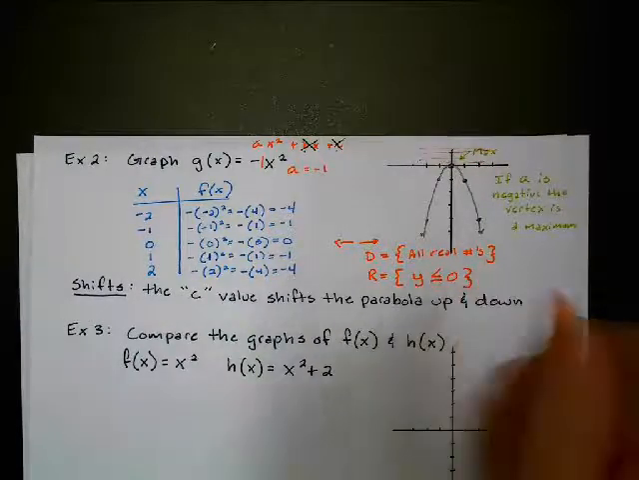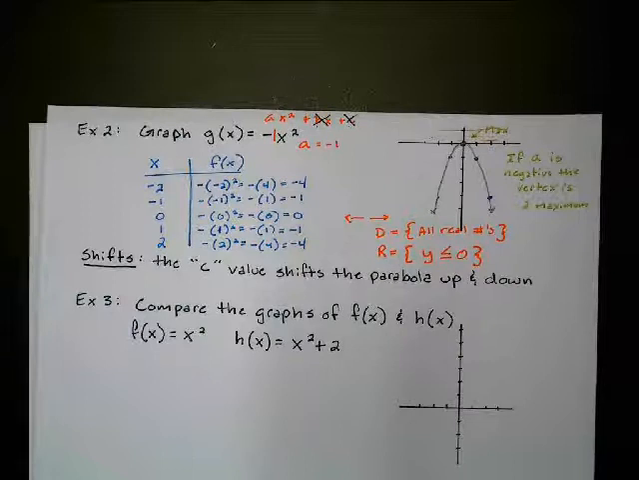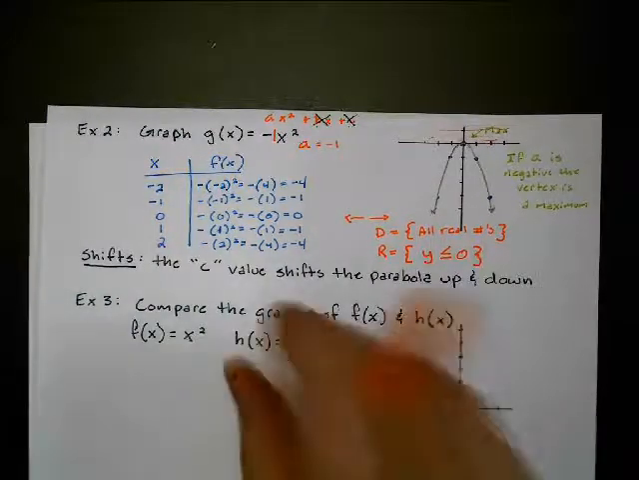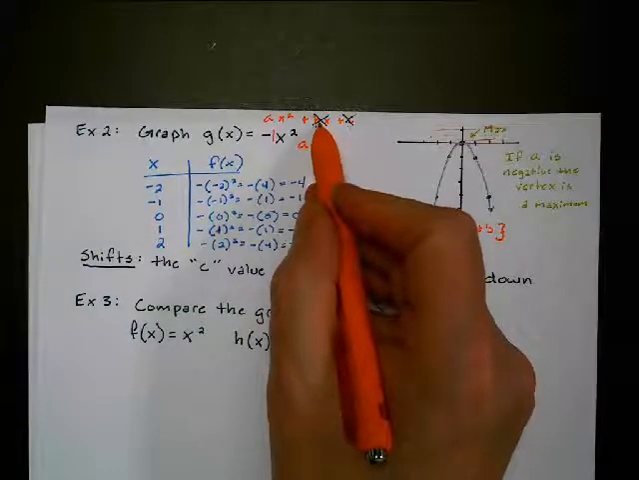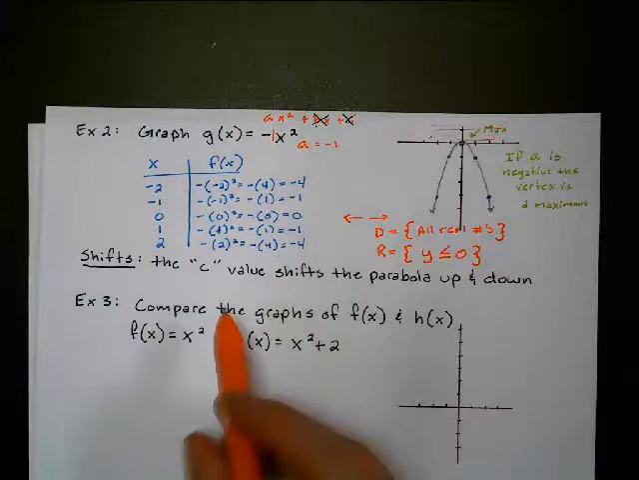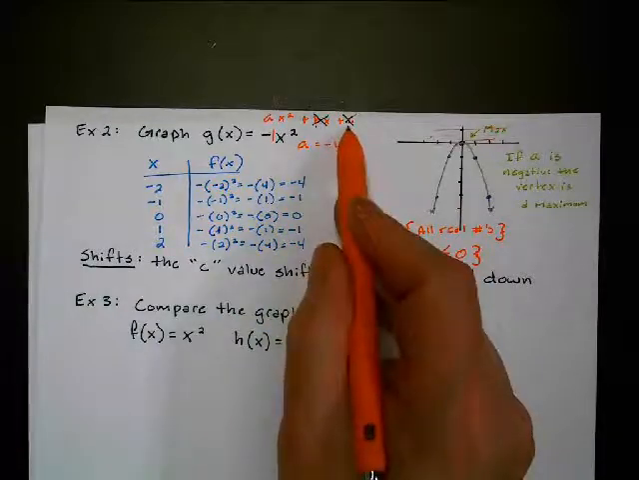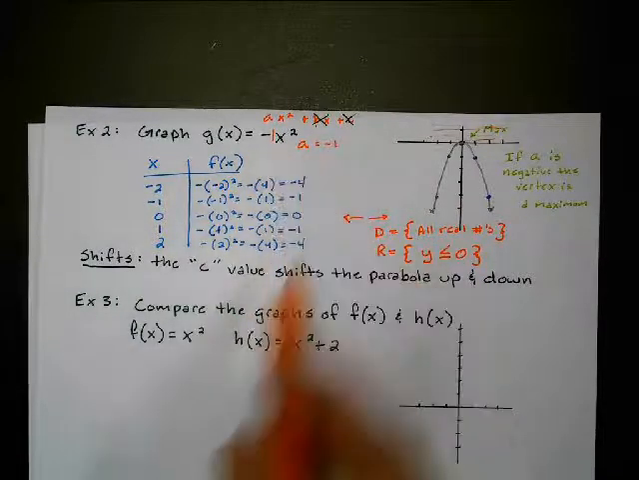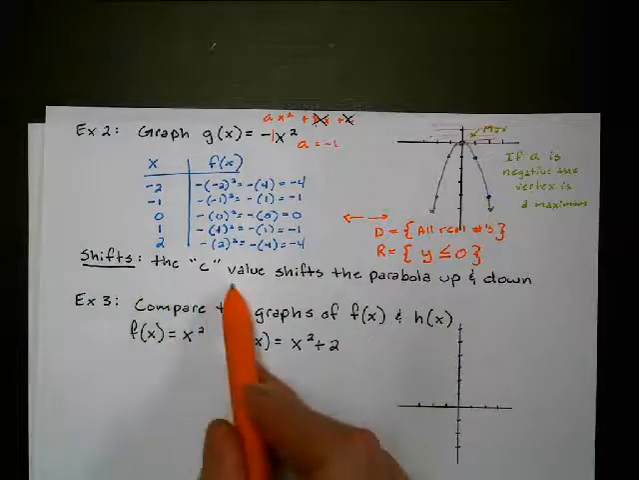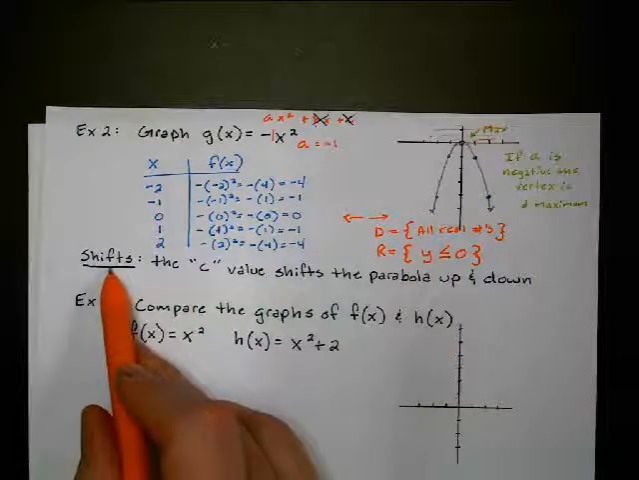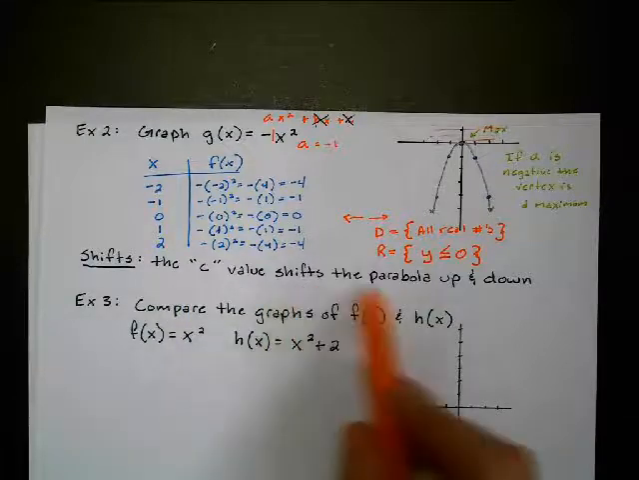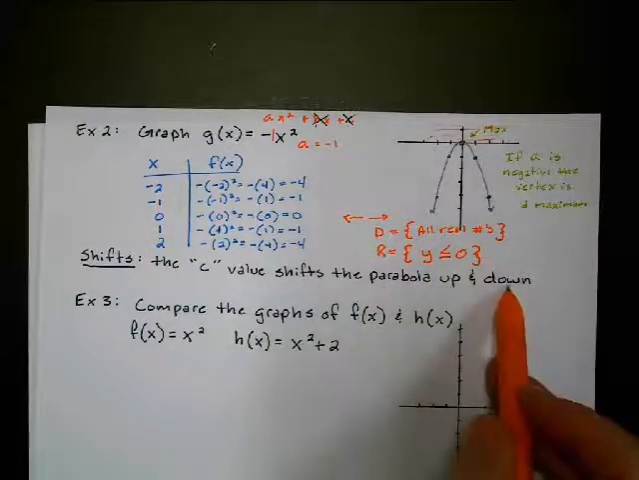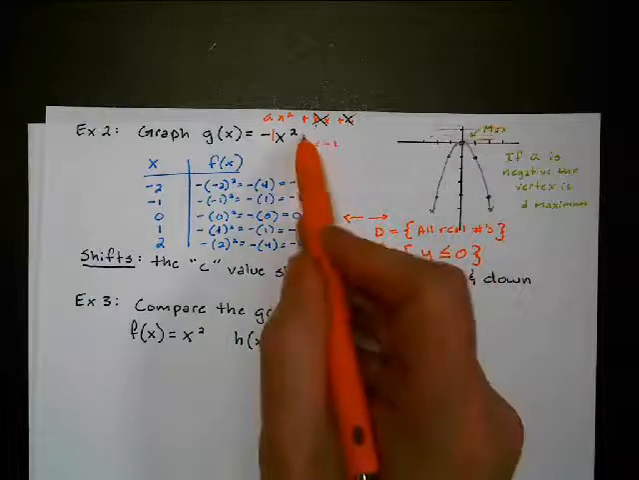Okay, so for these sets of notes, we're not going to worry about bx. We're going to get to that in a different set of notes. But if I added a c value, okay, I haven't had a c value yet, but if I add a c value, it's going to shift our graph. So if I have a c value, it's going to shift the parabola up and down. What does that mean? It means if I added a positive 1 right here to this equation, this whole graph would move up one space.